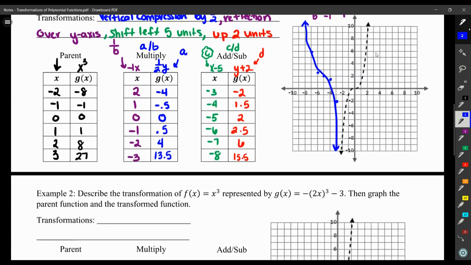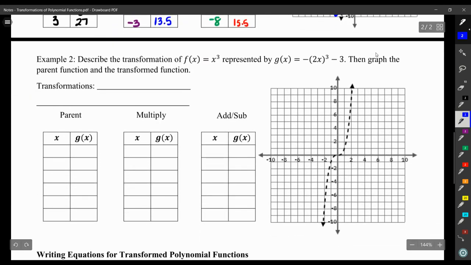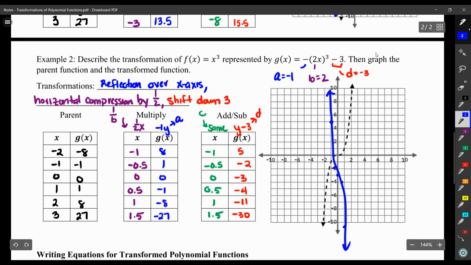I want you to pause the video, try example number 2. Be careful with your b. Remember that when you do b, it's 1 over whatever b is. Pause the video, try number 2. And here's what you should have had for example number 2. So again, b was a 2, so you need to be careful, and you need to multiply all of your x's by a 1/2 instead of a 2, because it's always 1 over whatever b is.